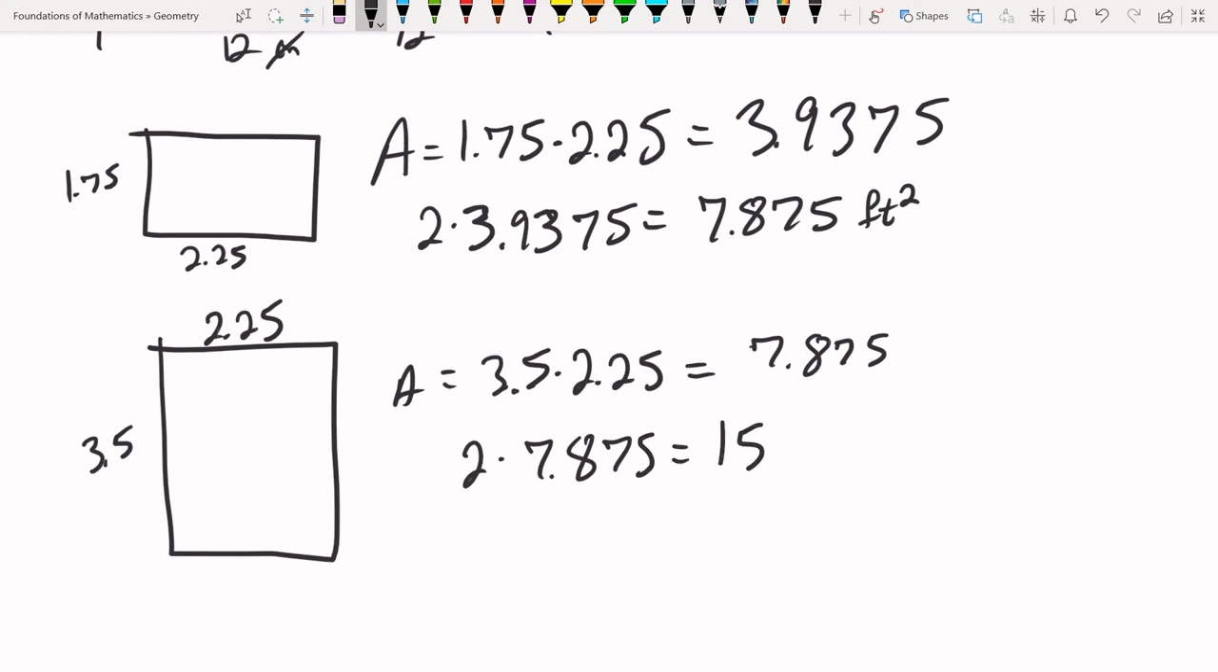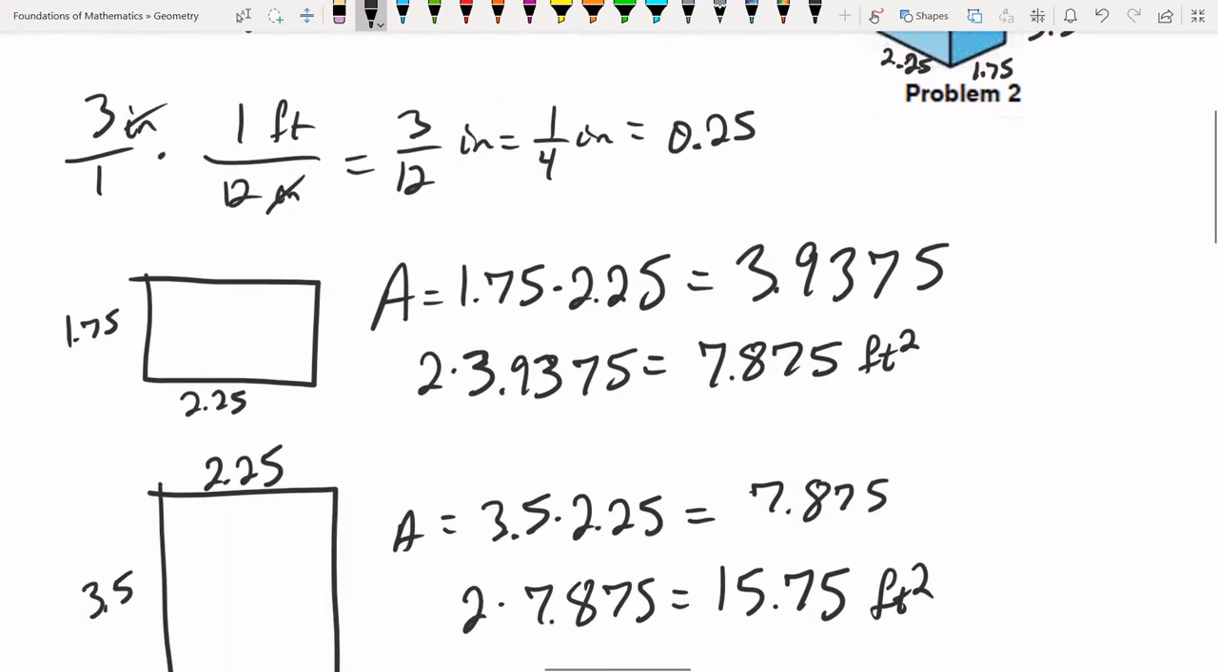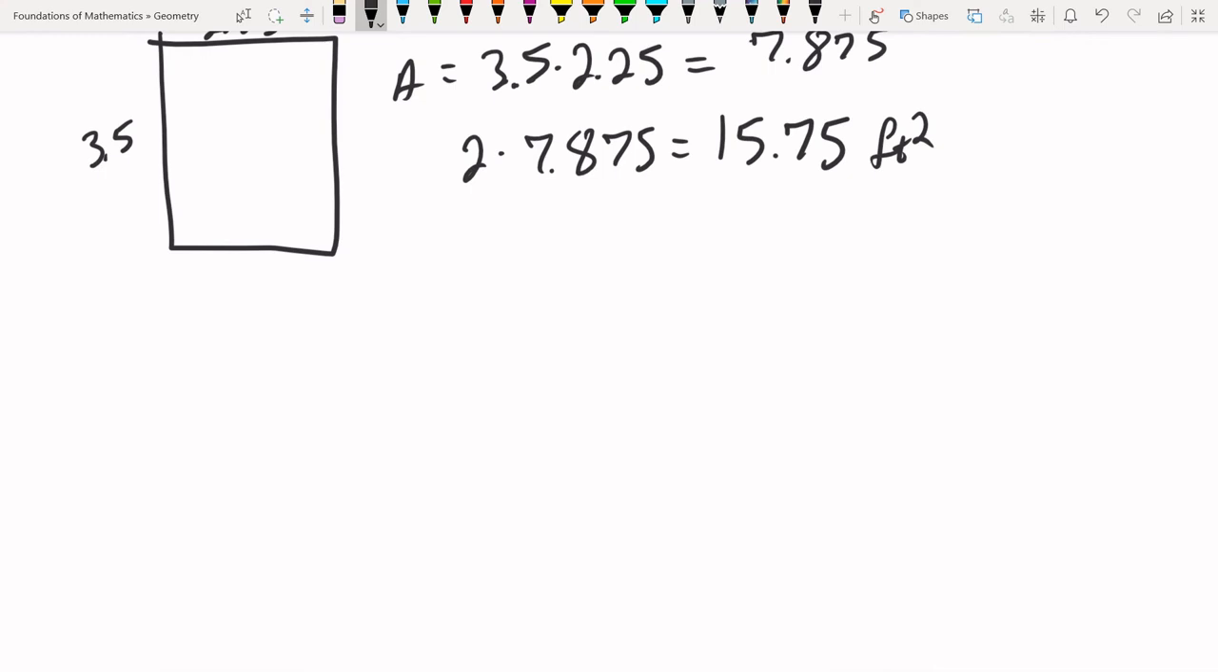Gives me 15.75 feet squared. That's for the front and the back. Now all we have left is the sides, and the sides are going to be 3.5 by 1.75. A little bit thinner.